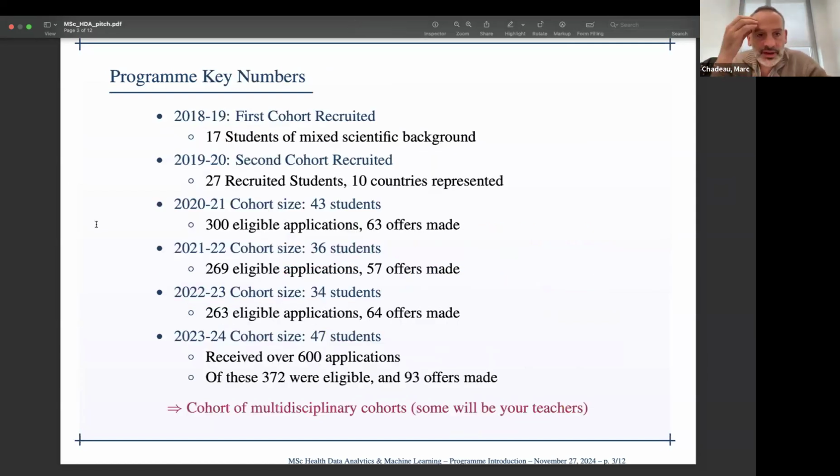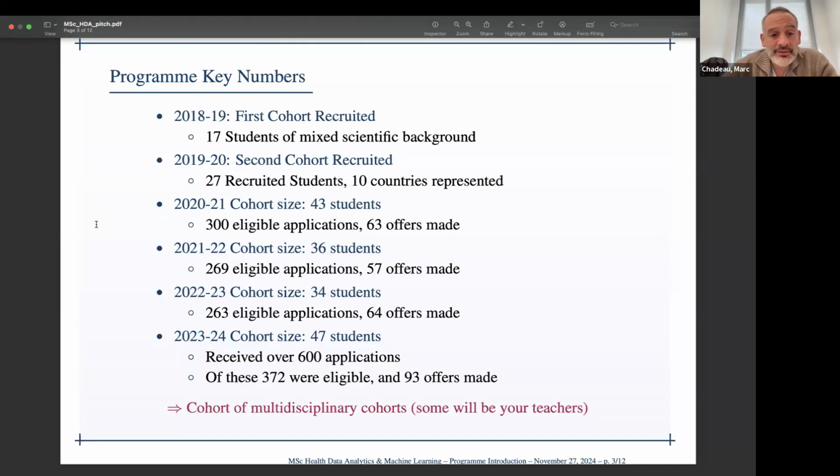So a few numbers. As I said, the program started in 2018, where Thomas joined us, luckily for us, with a small cohort of 17 students with mixed scientific backgrounds. And as you can see, in the 2nd iteration, we almost doubled the number of students, who came from 10 different countries. Again, in 2021, a big increase in cohort size with 43 students, stemming from 300 eligible applications.